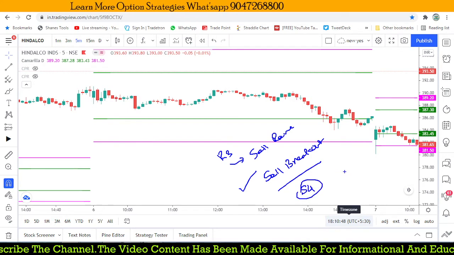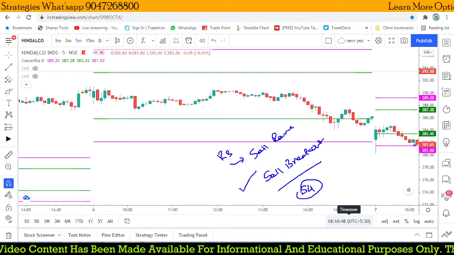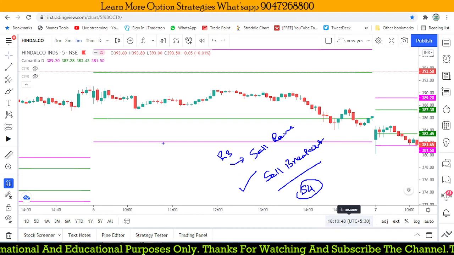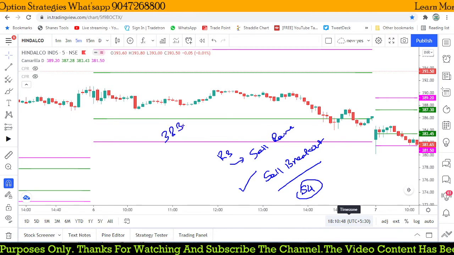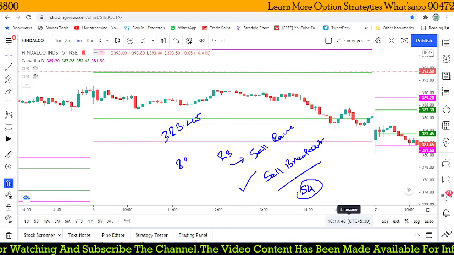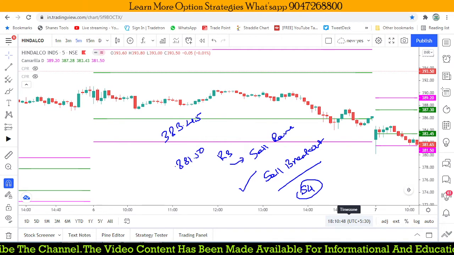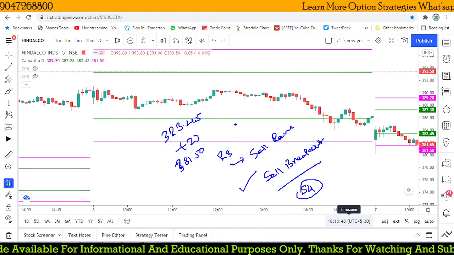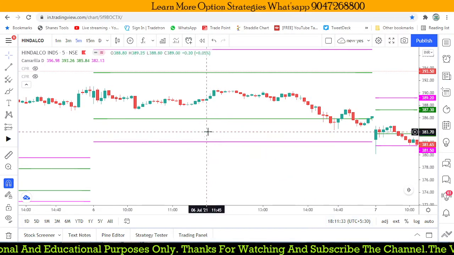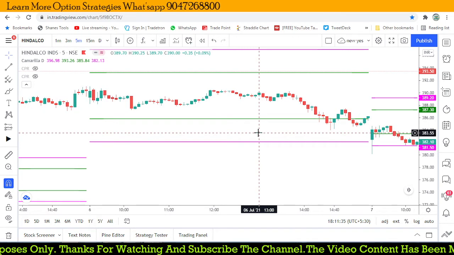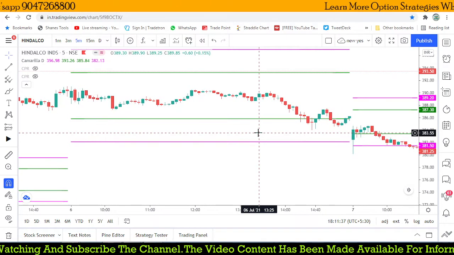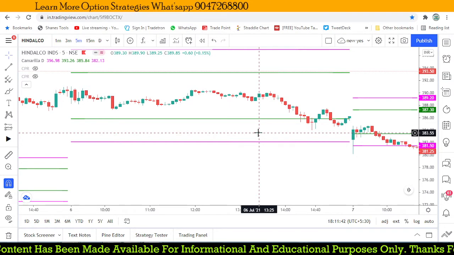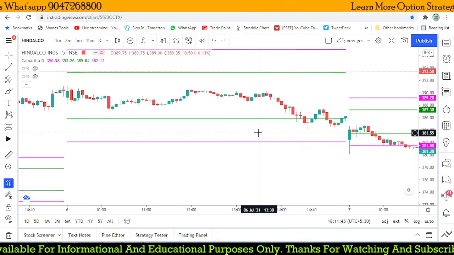So we go short at this level, a new short position, and the stop loss for the trade is around 383.45, where we have shorted around 381. So approximately 2 rupees risk we have taken for the trade. What happened after the trade was taken? It is slightly trading on the same level and has not broken, and it made a low of 379.2, so we almost got a 1:1 risk reward ratio.